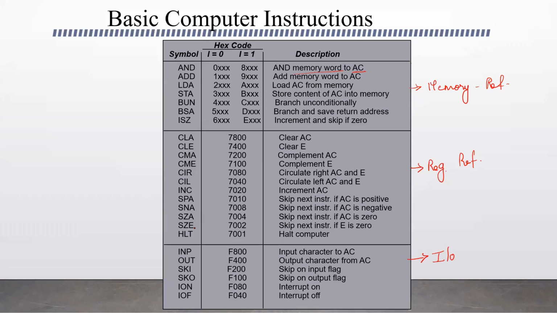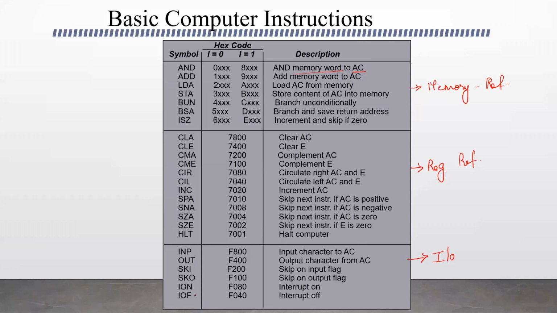And the second set of instructions are register reference. The operations are performed only on the data in the register. It is clear accumulator and clear the register E, which is a carry bit, and complement accumulator. We don't need any other operand; it is performed on a single operand that is stored in the accumulator. We have learned the micro operations in detail, and we will discuss them here later.